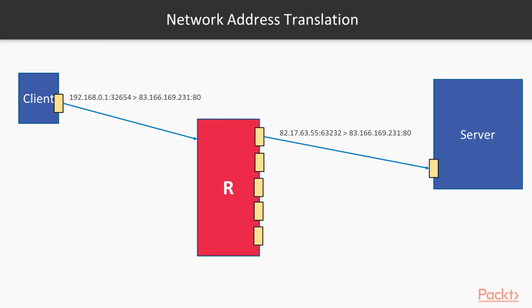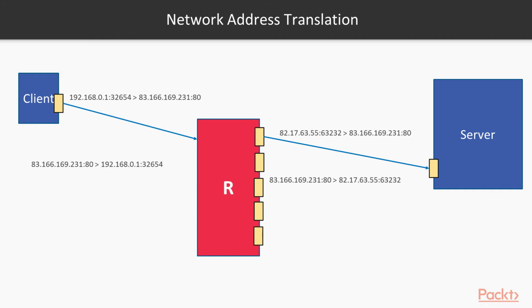And when the answer comes back, the source and the destination ports and addresses are swapped, so the server answers to the router. Then the router realizes that this package is an answer to the connection that it was making on behalf of this very specific client, and replaces the target address and the target port and sends it back on the left side, on the private network, the home network.